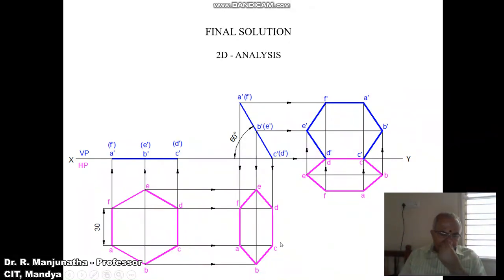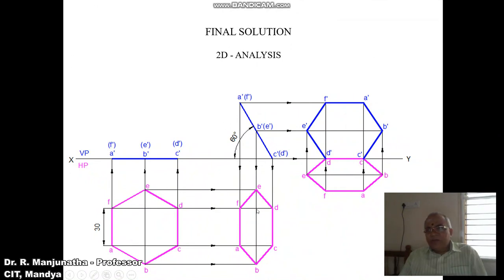Take the distance from C to D using the compass and transfer it on the XY line. You mark the points as C and D here by taking any convenient distance from the second position front view. Then you draw a vertical projector from C and D below the XY line, and then you measure the distance from C to A and D to F. Both will have equal distances, and transfer it from C and also from D to get these points A and F. Similarly, you measure the distance from C to this point and also from D to this point.